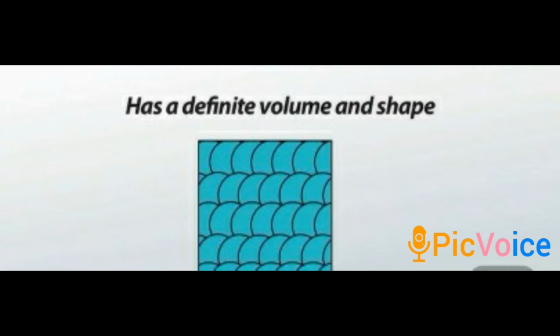A solid has the following properties: it has a defined shape, it has a defined mass, it has a defined volume. If you don't know the meaning of volume, let me tell you. The amount of space occupied by a substance or object is the meaning of volume. The shape of a solid can be changed only by cutting or burning.